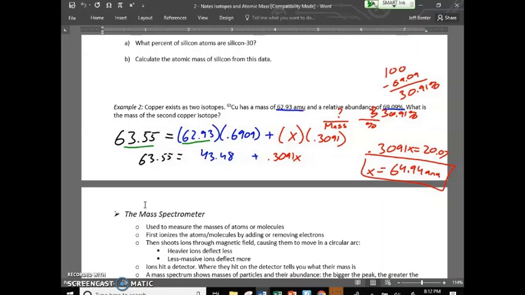We could also tell that the 63 one, though, was a lot more abundant because the actual atomic mass is much closer to 63 because it's so common. And so again, it's a weighted average, so it's going to be skewed towards the more common isotope, which is the one with the mass of 63.